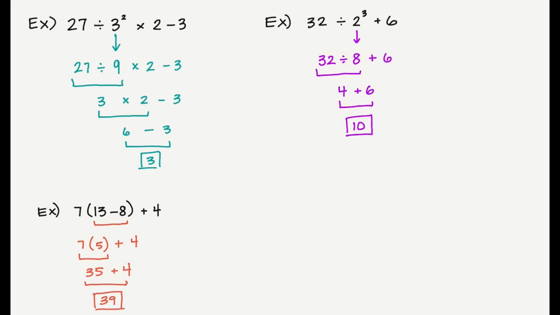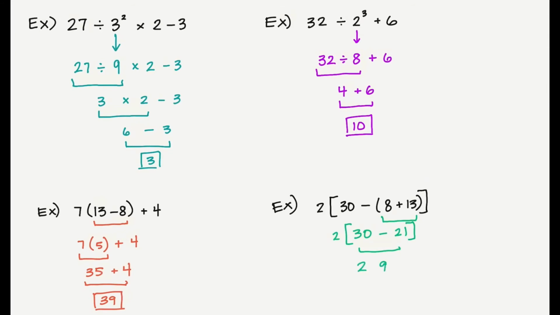Okay, let's go ahead and do one more like this. So this time, I'm going to go ahead and write 2 and then a bracket, which is the same as parentheses, 30 minus parentheses 8 plus 13, close the parentheses, close the bracket. So I'm going to do the inner parentheses first, which is adding 8 plus 13, which leaves me with 21, and I'm going to rewrite everything else that I have in my problem. Then I'm going to do everything inside the bracket, so 30 minus 21 leaves me with 9, and in the end, I'm going to multiply it by 2, which leaves me with 18.